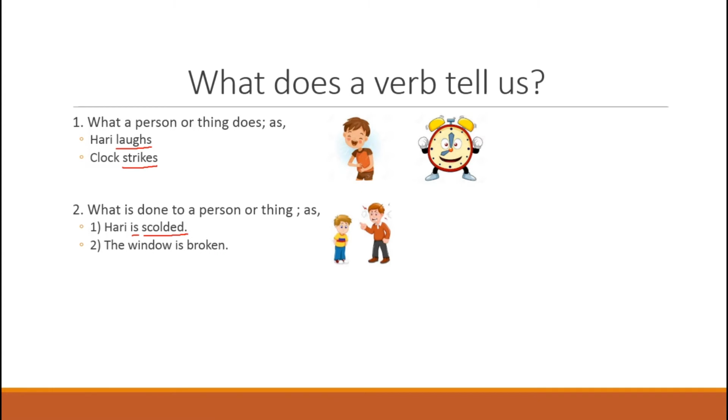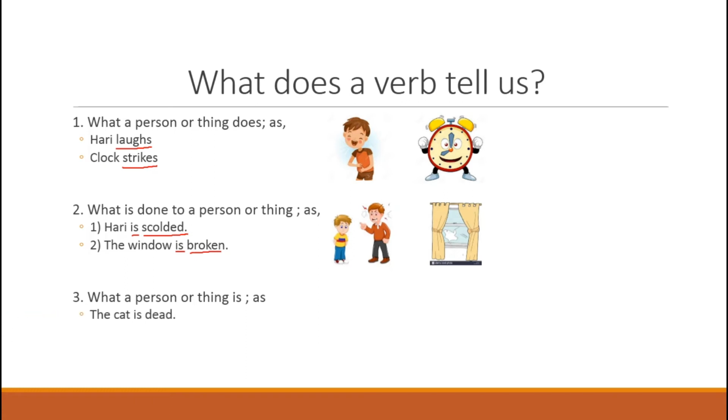And the window is broken. So what happened to the window? The window is broken. So here broken is the main verb and is is the helping verb. So second one is what is done to a person or thing, means what happened to a person or a thing. And third one, what a person or thing is, means giving information about a person or a thing.